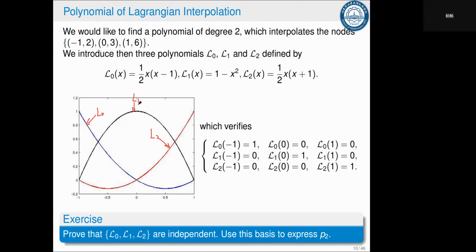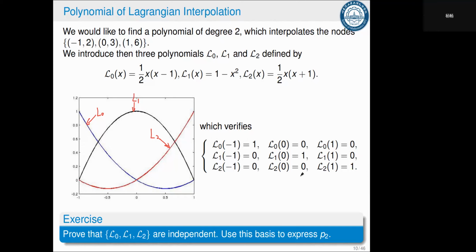Then let's look at L1. L1(-1) equals 0, L1(0) is equal to 1, and L1(1) is equal to 0. So, 0, 1, 0. And at last, for L2, you get 0, 0, and 1. You can consider this as a matrix: in the diagonal you get 1, and for the other part it is equal to 0.